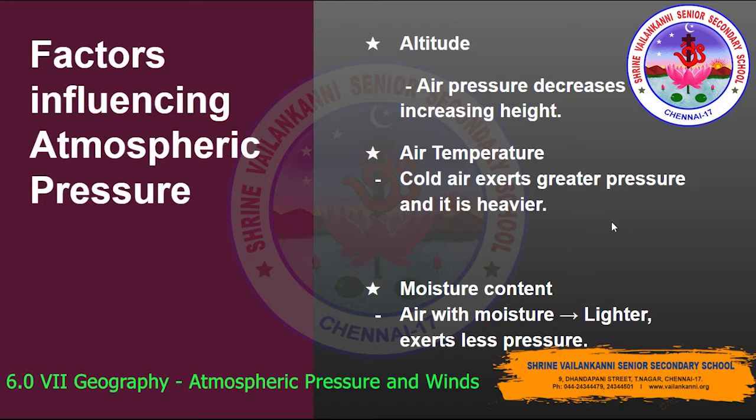Next comes the air temperature. Air pressure is also affected by the temperature of the atmosphere. Cold air exerts greater pressure as it is heavier. The last one is the moisture. Air with moisture is lighter and therefore exerts less pressure than dry air. So these are all the factors influencing the atmospheric pressure.